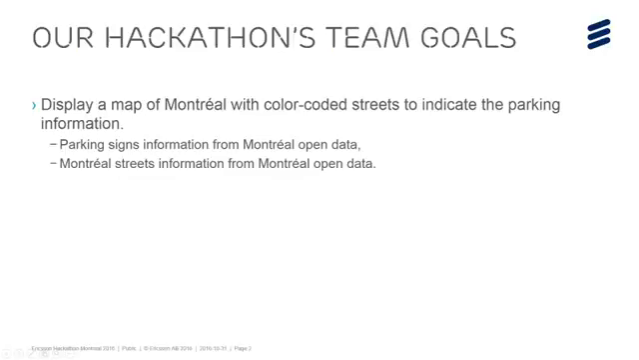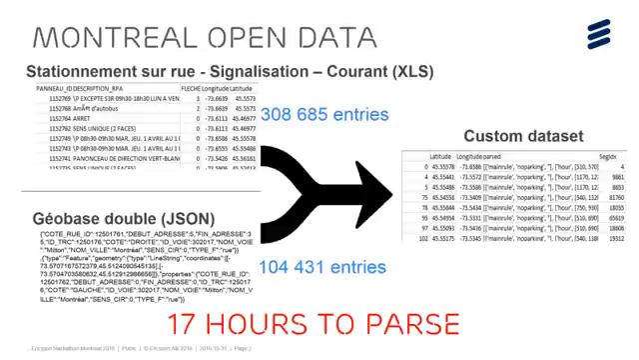We wanted to use the City of Montreal open data, namely two databases from it: the parking sign information and the street side information. The Montreal parking sign information consists of an Excel file of more than 300,000 signs. The Montreal street sides information consists of a GeoJSON file of more than 100,000 street segments.